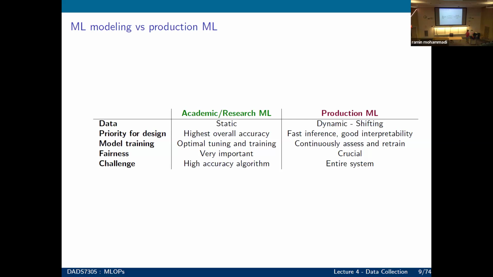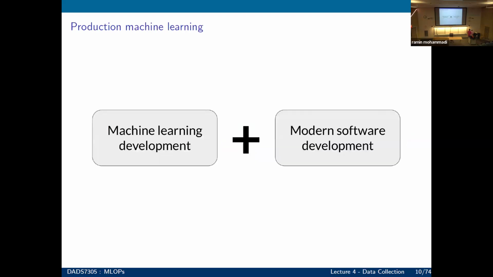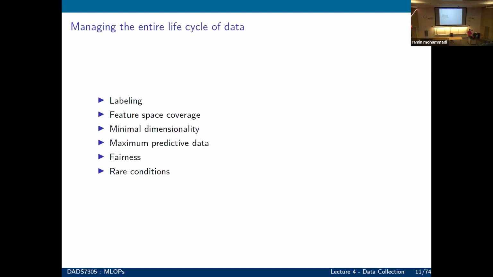Fairness is crucial in academia, it is really important, but it is crucial because you can get sued, right? And the challenge is the entire system, versus just having a high accuracy model. The entire pipeline that you have is the challenge. So when you talk about MLOps, or ML in production, it is machine learning development plus modern software development. That's the focus that you're going to have.